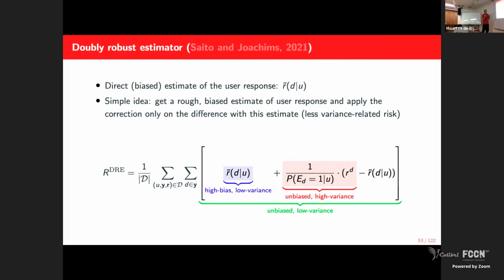And so why is this called doubly robust? Well, on the one hand, it tries to address the variance. On the other hand, it tries to address the bias. And so that's hopefully with this two-sided attack, you get a better estimator of the user response.